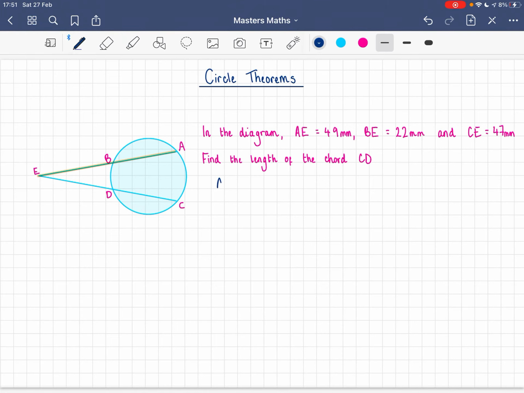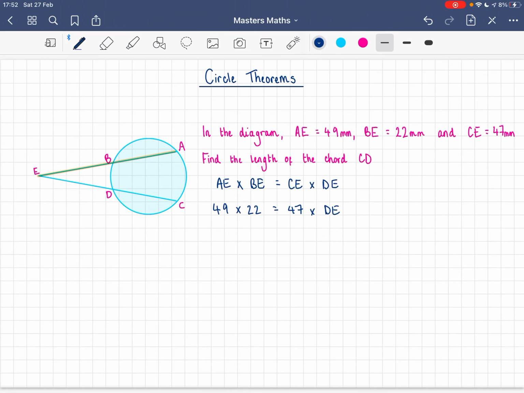Now, the theorem says that AE times by BE is equal to CE times by DE. Using what we know, we have 49 times by 22 is equal to 47 times by DE. So we can start to rearrange that and work out what DE is. Obviously, we will then have to use that because that's not what the question has asked us.